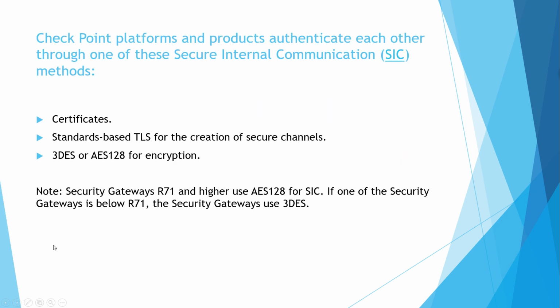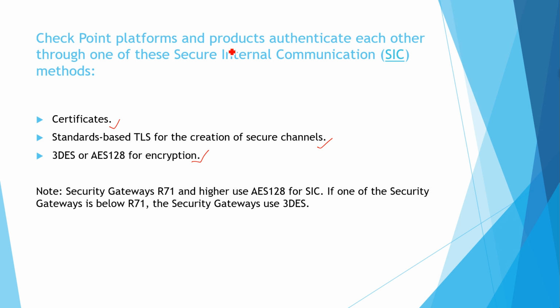So my first slide is related to methods. Check Point platforms and products authenticate each other through one of these secure internal communication methods. First one is certificates. Second one is standard-based TLS for creation of a secure channel. Third one is 3DES or AES128 for encryption. So as you can see, these three methods we are using for SIC.